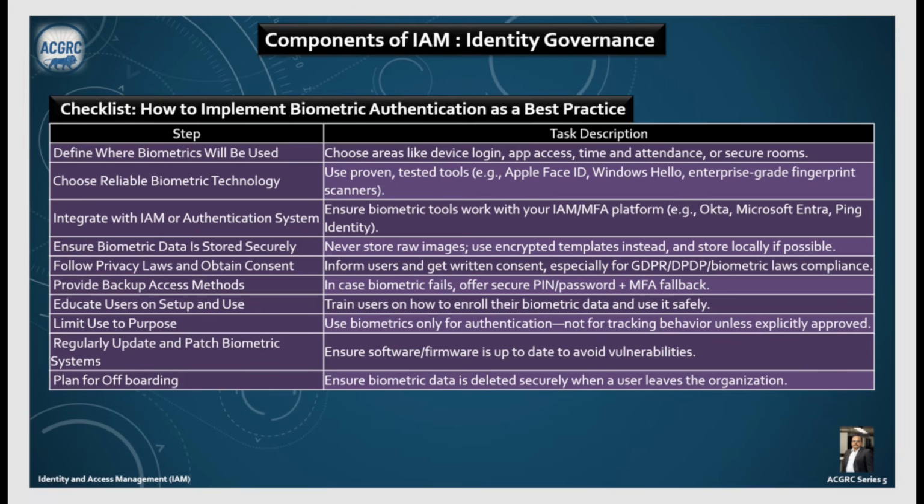Now, how do you implement biometric authentication? Well, as a checklist, let's go through it. First, you choose areas like device login, app access, time and attendance, or secure rooms. You don't go about implementing biometrics all across unless you are something like a defense establishment or critical infrastructure establishment or a super secretive location which requires an extremely high level of security, because these are expensive. There are overheads, so you need to balance it out.